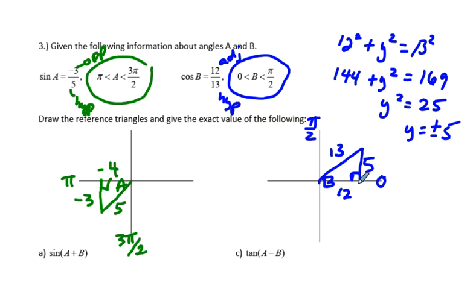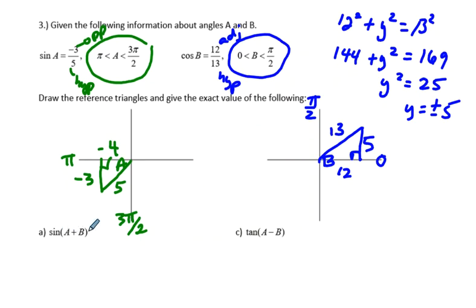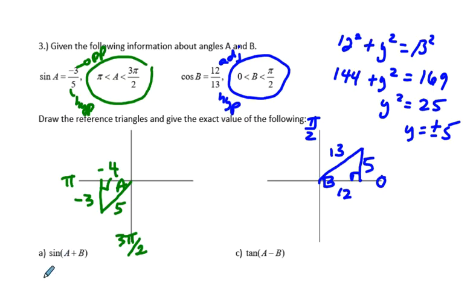So now we have the picture for A and the picture for B, and we can answer these questions. I need to find the sine of A plus B, and you cannot just add the sine of each picture. It doesn't work. There's no distributive property for trig functions. So what you do want to do is go back to your formula. Sine of A plus B is sine A cos B plus cos A sine B.